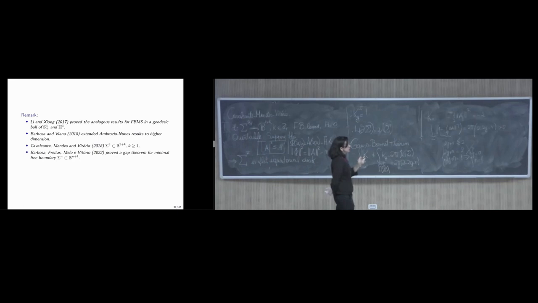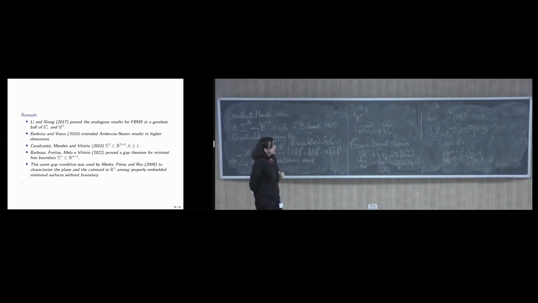Let's continue. So the following remark is that Barbosa, Freitas, Melo, and Vittorio provide a gap theorem for minimal surfaces with boundary and in the case of hypersurfaces. Okay. It is also important to say that Ambrosio and Nunes, the same condition, this gap condition was used by Mix, Paris, and Ros to characterize the plane and the catenoid among all the minimal surfaces with boundary. Okay, these are some remarks.